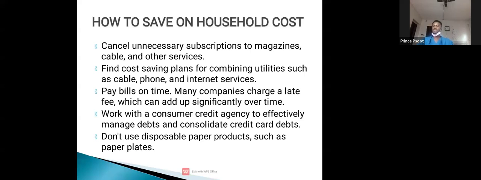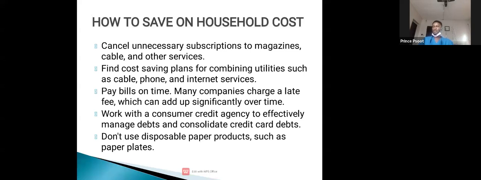So you cancel unnecessary subscriptions to magazines, cables, and other services. Then you find cost saving plans for combining utilities such as cable, phone, or internet service. Then you pay bills on time so you won't incur what? Charges or fees due to the delay. Then you work with a consumer credit agency to effectively manage debt if you are in debt. And also you consolidate credit card debts.